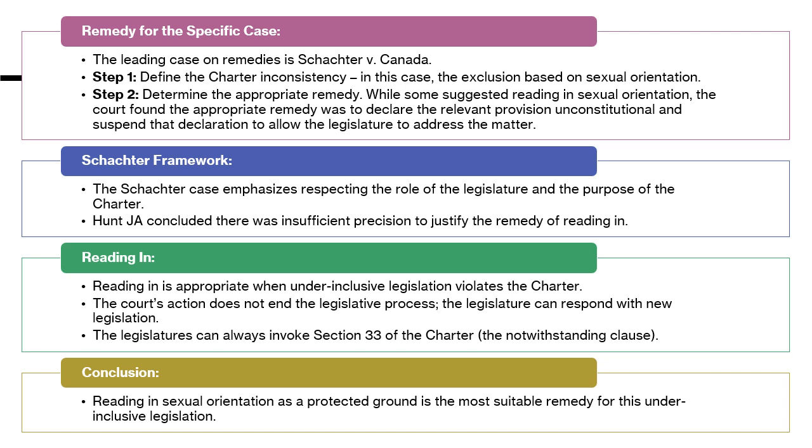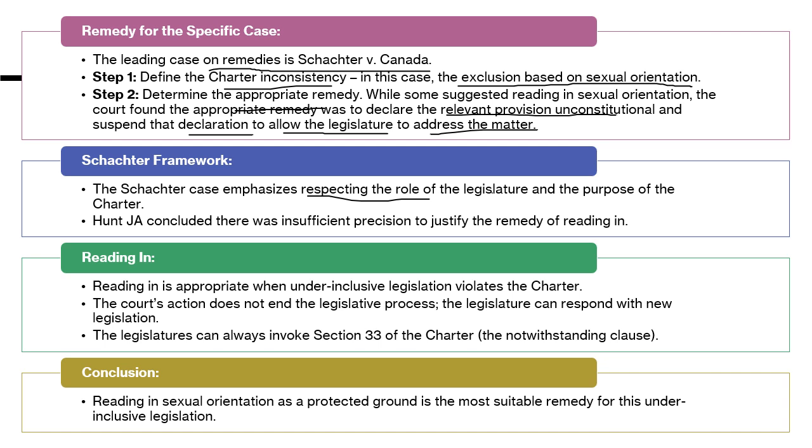So what is the remedy in this particular case? The case leading on remedies is Schachter versus Canada. Firstly, define the Charter inconsistency. The exclusion was based on sexual orientation; then decide the appropriate remedy. While some suggested reading in sexual orientation, the court found the appropriate remedy was to declare the provision unconstitutional and suspend that declaration to allow the legislature to address the matter. So the Schachter case emphasizes respecting the role of the legislature and the purpose of the Charter.